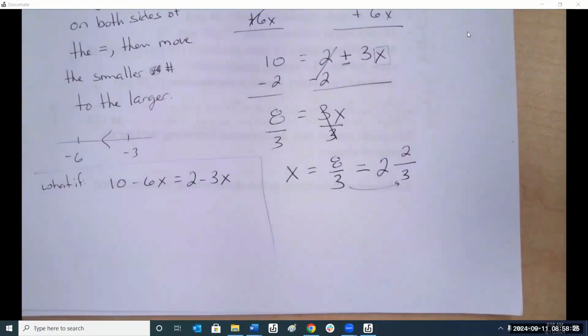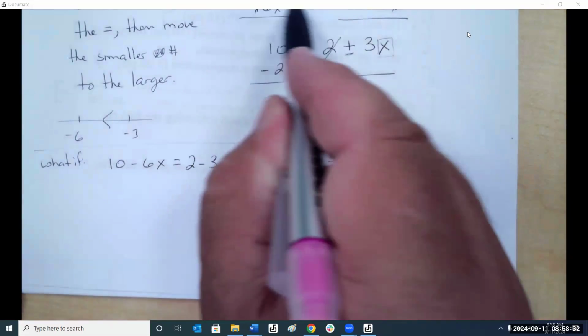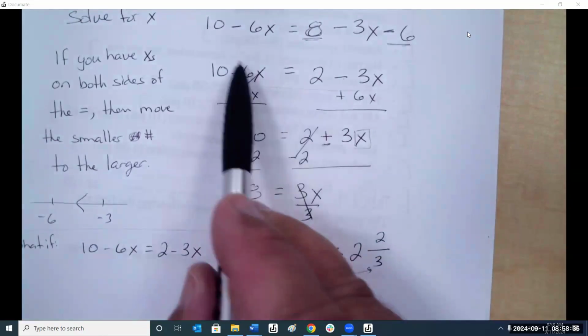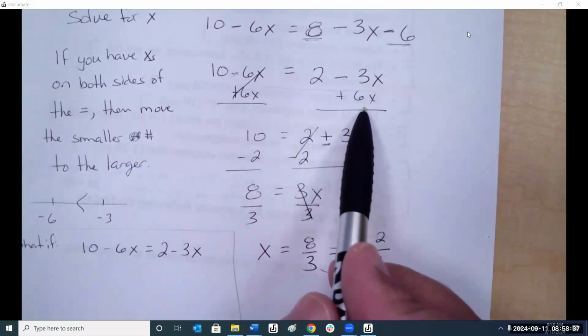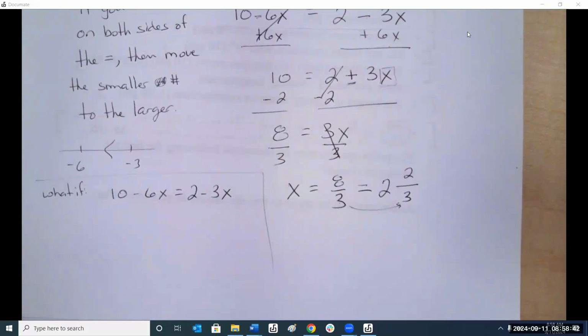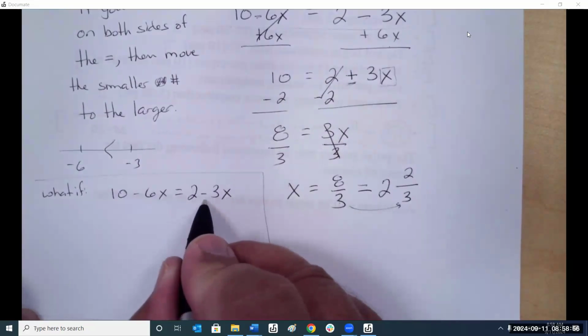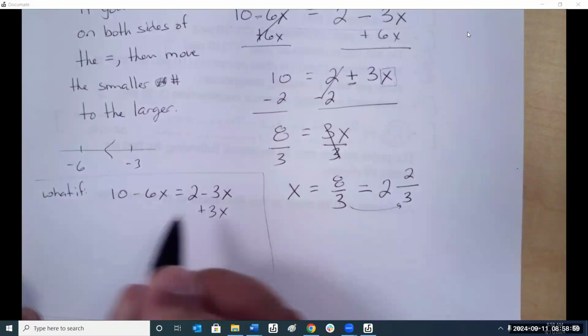Yes, and I'll show you why. Again, it's all because of the signs. So I'm starting from this point here, where I move the smaller to the larger. A lot of students are forced to memorize, move all the variables to the left side. That's not a rule of math. That's not even something anybody suggests. It's always move the smaller to the larger. So let's pretend we move everything. So we get rid of the 3. So we add 3x to both sides.